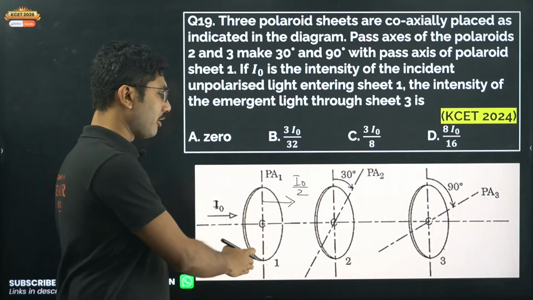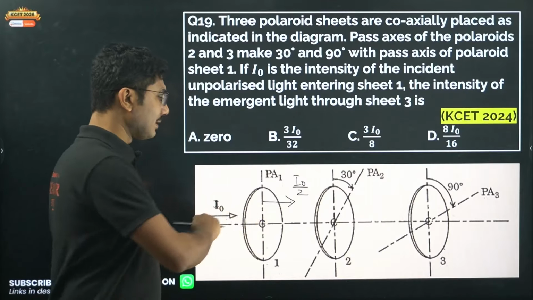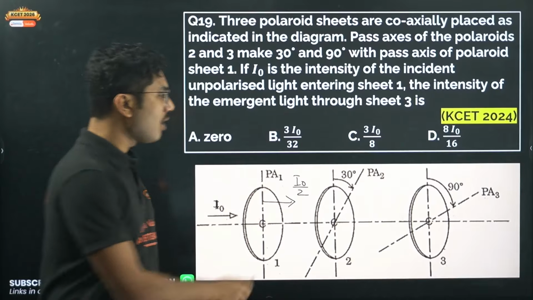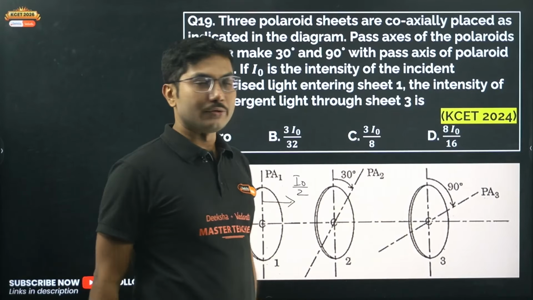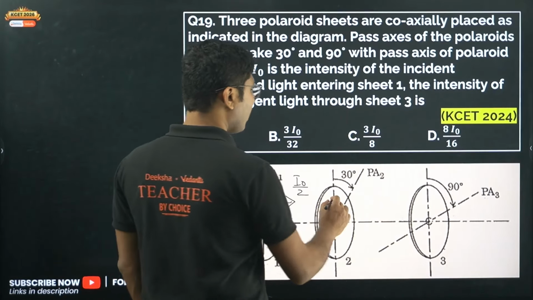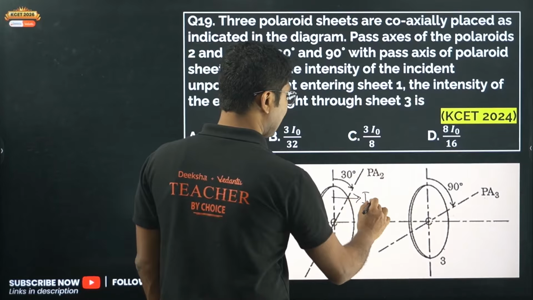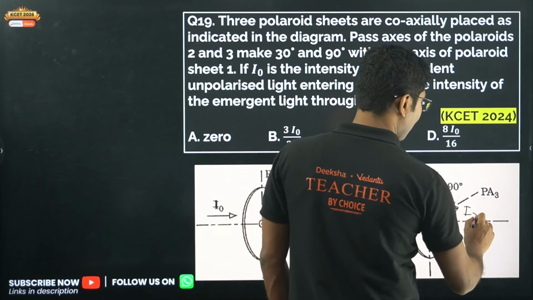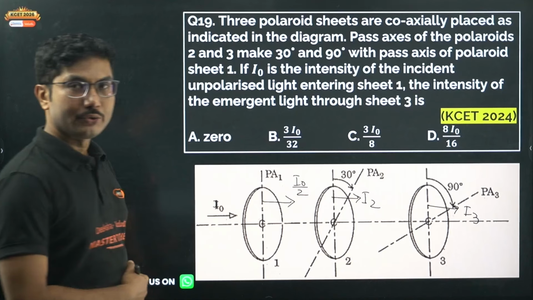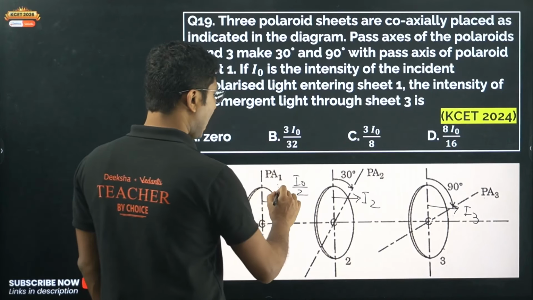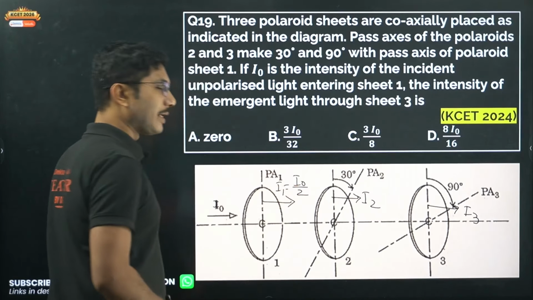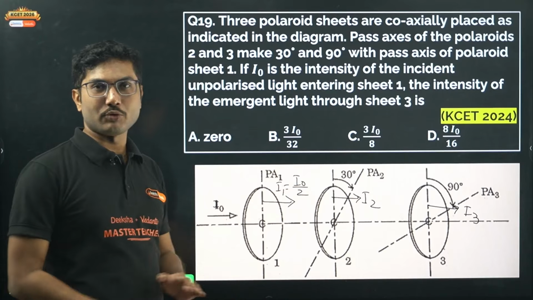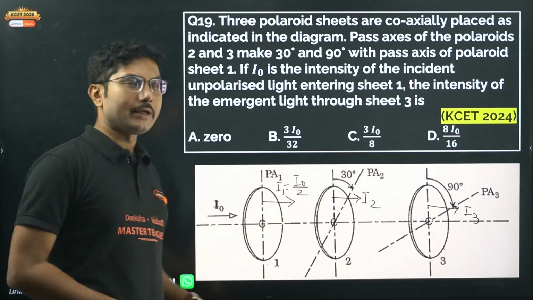This is the first Polaroid, so as soon as light enters the Polaroid, the intensity drops by half. Now from now on we will apply Malus law. Suppose this intensity is I2 and this intensity is I3, so for I2 and I3 we have to use Malus law. This is I1, which we have calculated as I naught by 2. This is the basic property: as soon as an unpolarized light enters a Polaroid, the intensity drops by half.